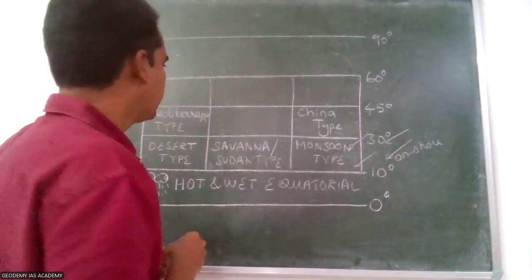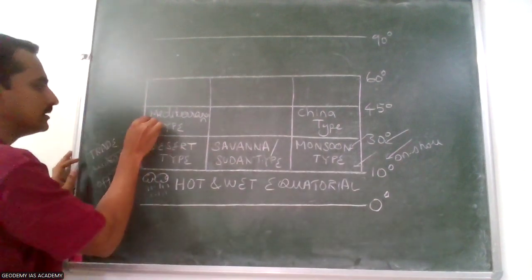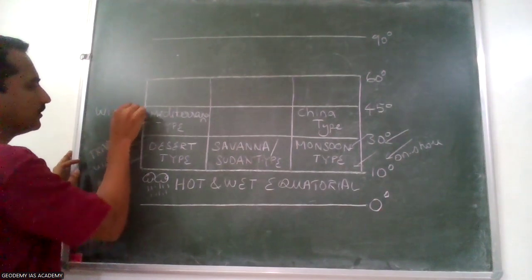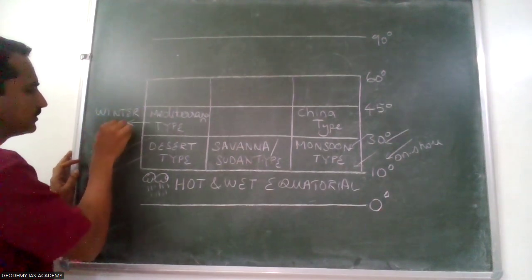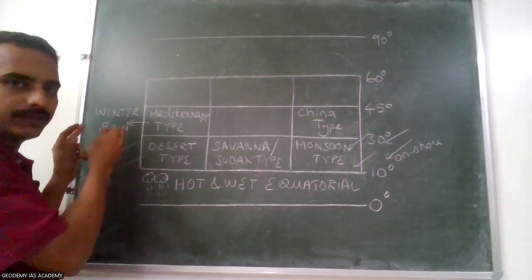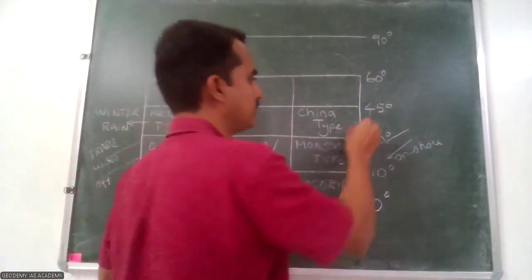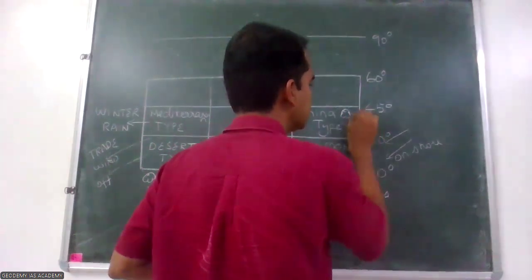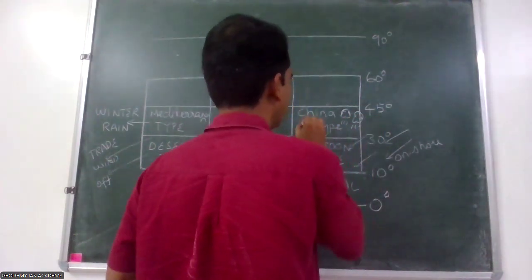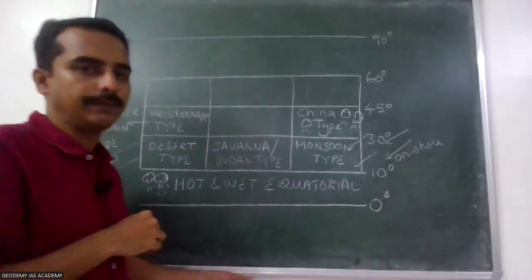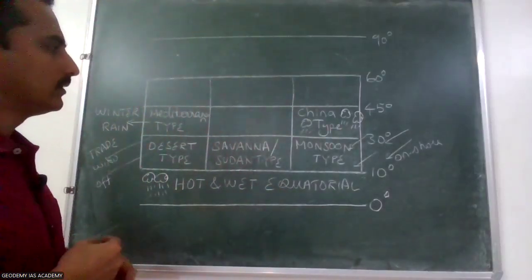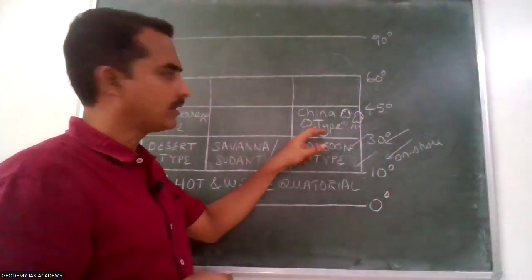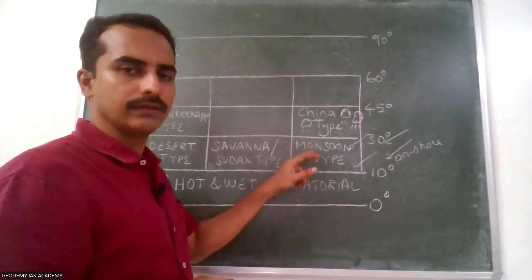Okay, so here also this region receives rainfall in winter season. So here the winter rain occurs. Okay, I will explain how it is. And here also the rainfall occurs during summer seasons here too. Okay, then here in the monsoon type and in the China type, here in summer and winter rainfall occur.